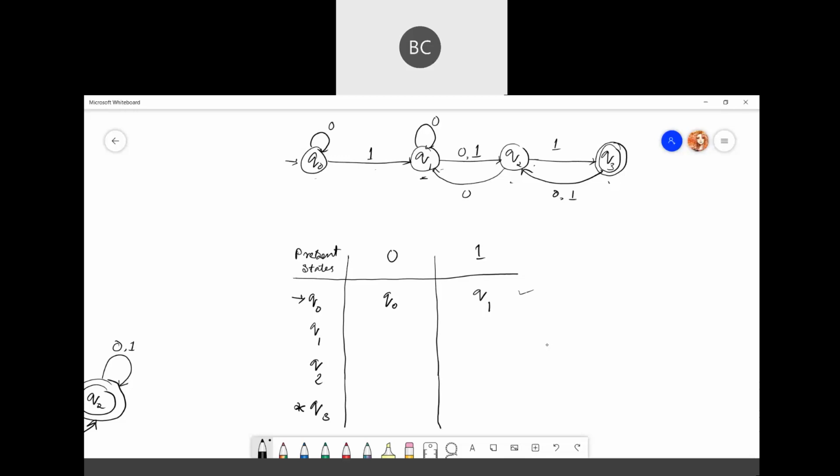Okay, now come to Q1. For Q1, if it takes 0, where is it going? See, it's going two ways. Once it goes to Q1 itself, and once it goes to Q2. Right? For 0, in one way it comes to Q1 and it also goes to Q2. So you have to write Q1 and Q2.